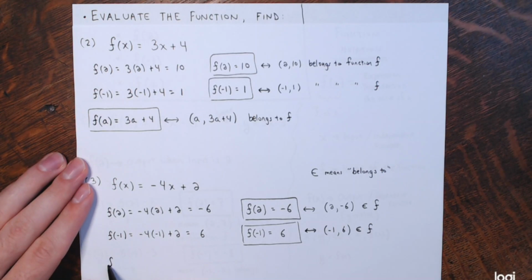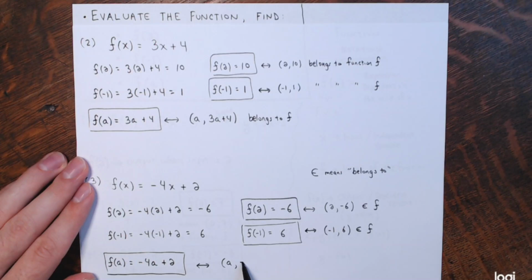And finally, for this example, the value of f at a, just replace x with a. That'd be negative 4 times a plus 2, and that's as simple as that would get. And again, all this means is that a for the input, comma, negative 4a plus 2 for the output belongs to f for any value of a.